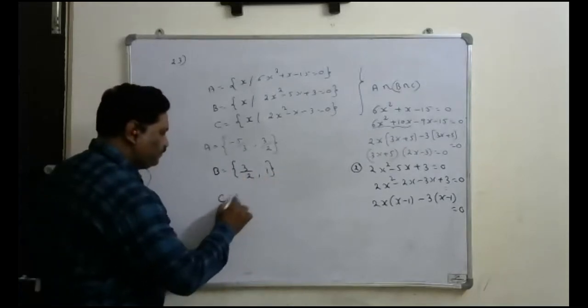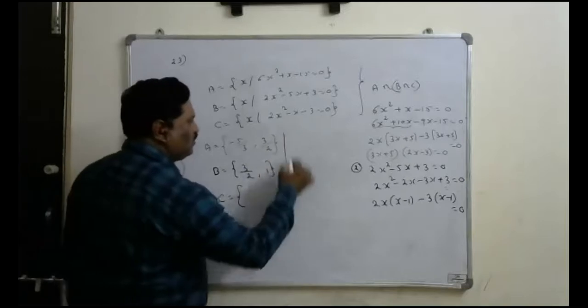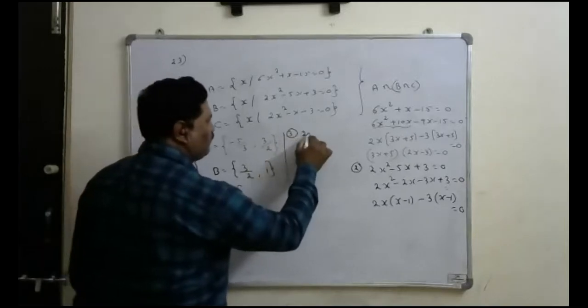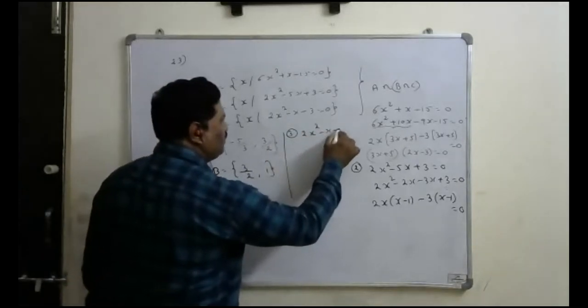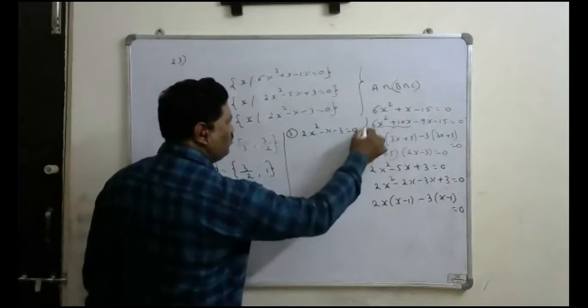And C. So the third equation is 2x squared minus x minus 3 is equal to 0. What are the factors of it?